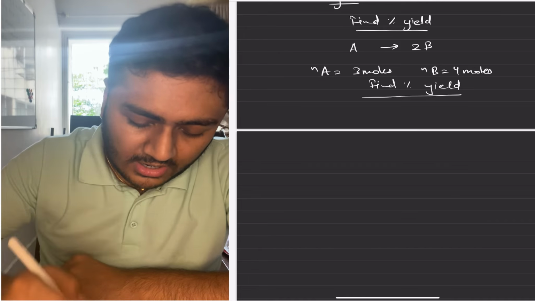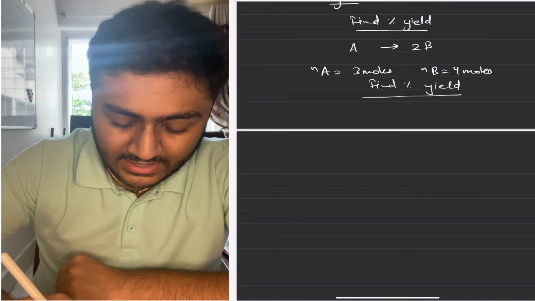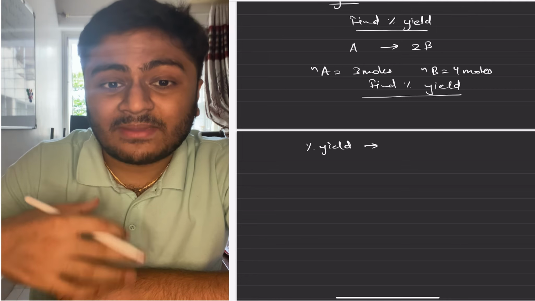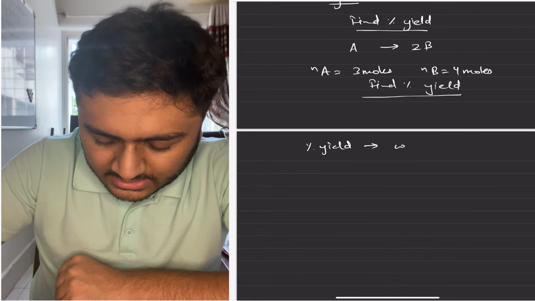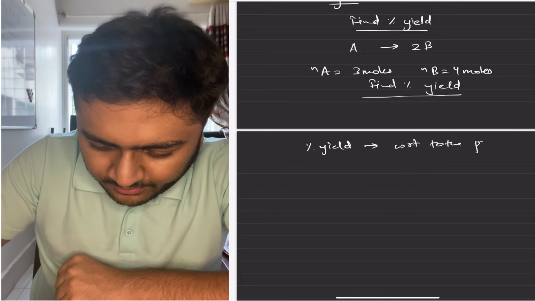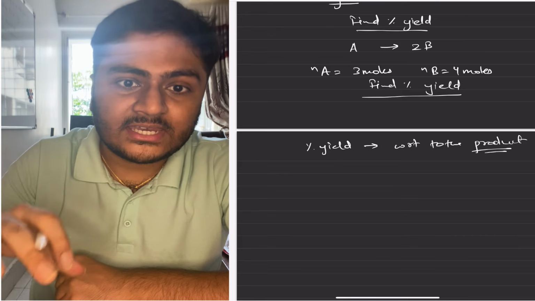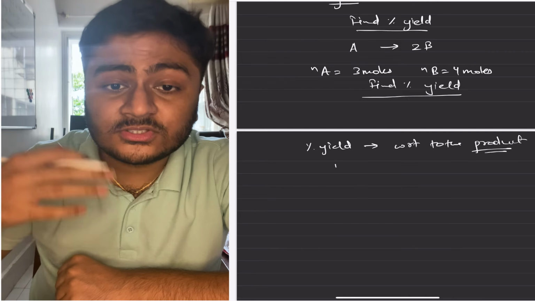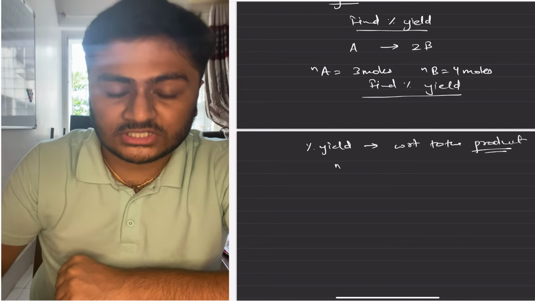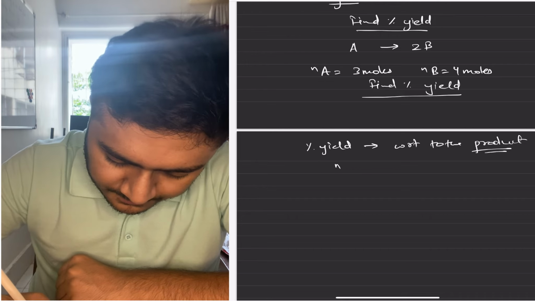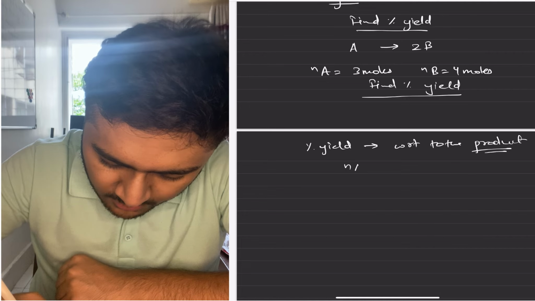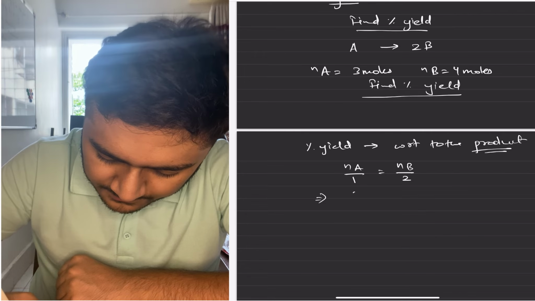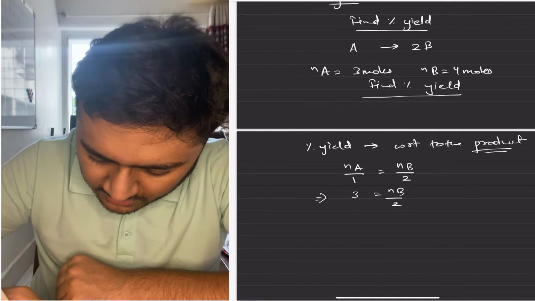As I told you in the previous concept, percentage yield is always calculated with respect to the product. In this case, the product is B. So we need to find out what the moles of B will be if the reaction was 100% efficient. Moles of A divided by 1 is equal to moles of B divided by 2. Moles of A is 3 moles. Therefore, moles of B will be 6 moles.